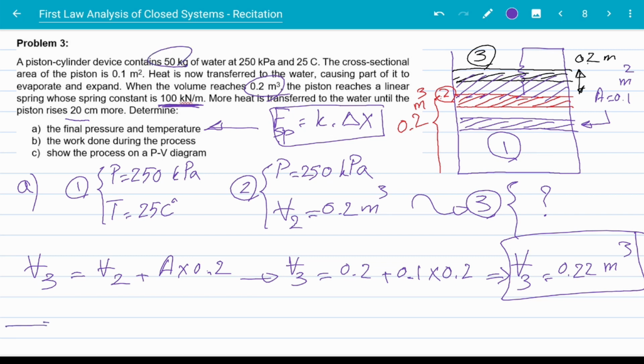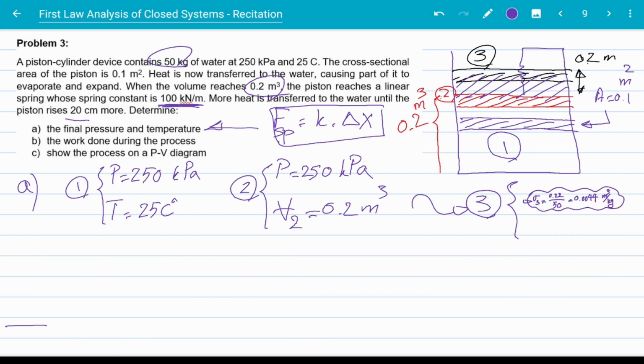All right, now I have the mass, 50 kilograms of water. I can calculate the specific volume. So the specific volume at state 3 is 0.22 over 50, which will give us 0.0044 meters cubed per kilogram.